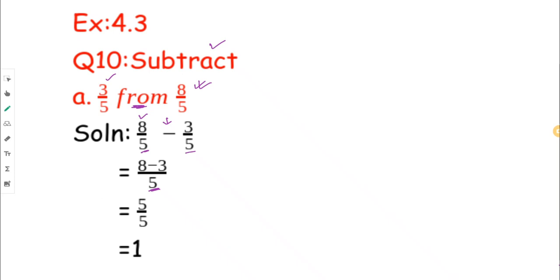Okay, 5. If you're done with that, write down both the numerators, right? So 8 minus 3, then 8 minus 3 will give me 5, right? 5 divided by 5, 5 ones are 5, and my answer will simply be just 1.